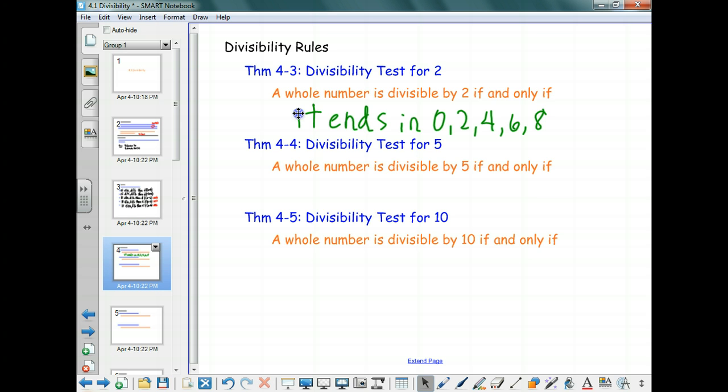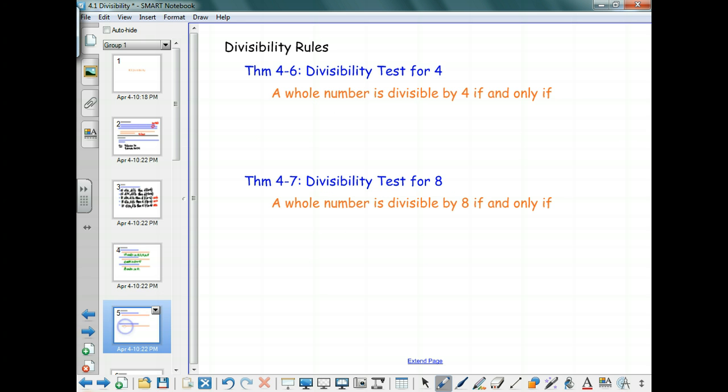How do you decide if a number is divisible by 5? If it ends in a 0 or 5. And how do you decide if a number is divisible by 10? Yeah, if it ends in 0. You guys know those, right? Now, you may not know some of the other ones. Anybody know the divisibility test for divisibility by 4?